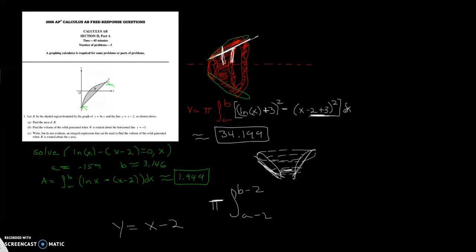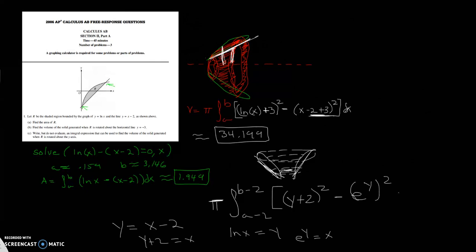And now we have to convert all our values into terms of y. So it's y plus 2 equals x. That is going to be the line on the right. Remember, it's right minus left. And then the other one was ln of x equals y, so it'd be e to the y equals x. So now the right function is going to be the y plus 2. That's the outer squared, minus the inner squared, which would be e to the y quantity squared dy.